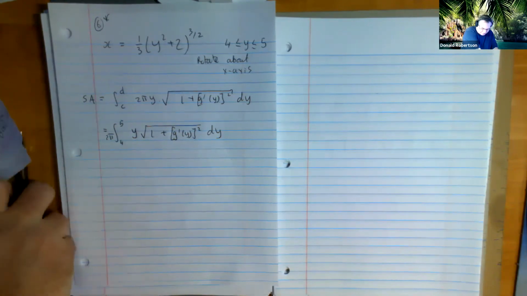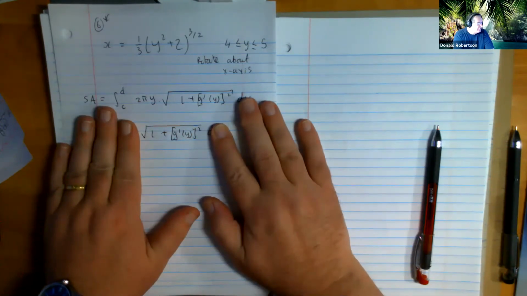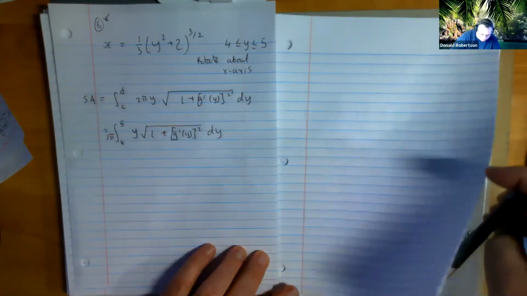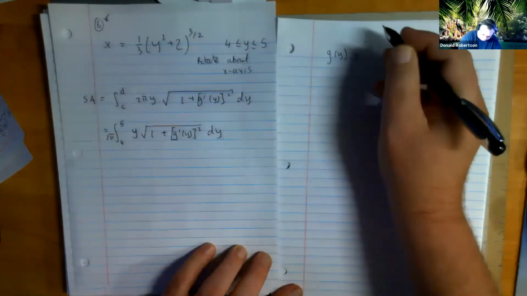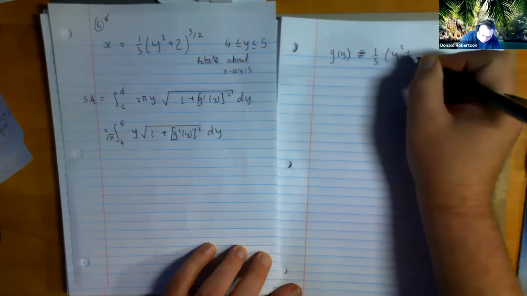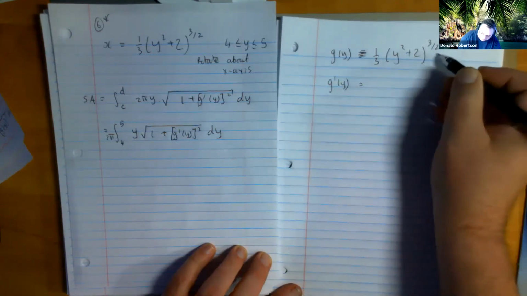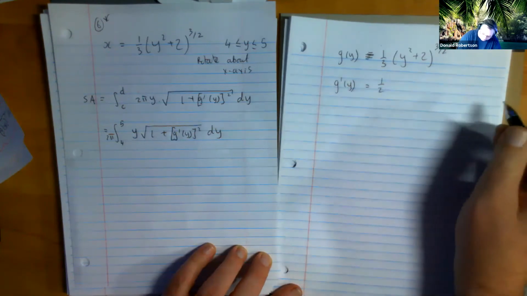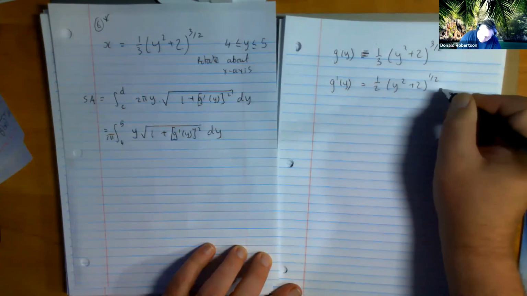Now what we have to do next is essentially focus on making this piece here as nice as it possibly can be. So we are going to be looking at that fella. I'll start off with what I'm calling g of y, basically x. It's 1/3 y squared plus 2 to the 3/2. So I'm going to differentiate it. I'm going to multiply by the power, which gives me a half, reduce the power by 1, which gives me a half, and then I'm going to times it.